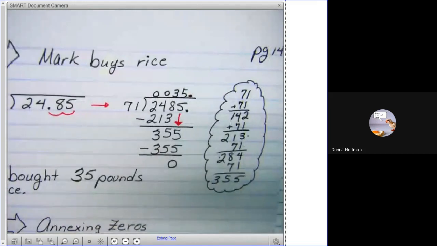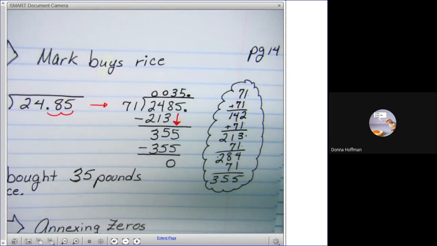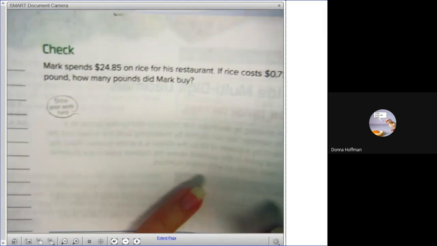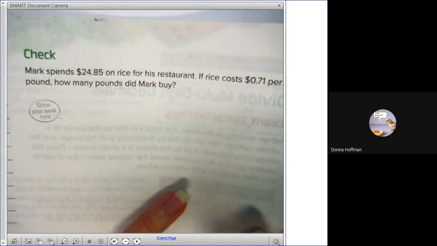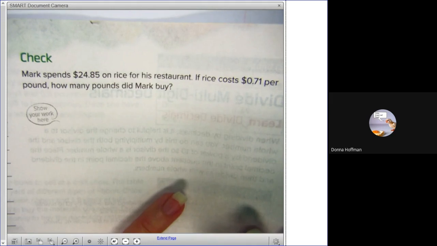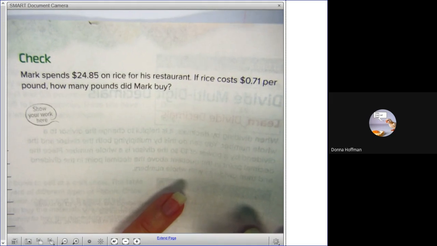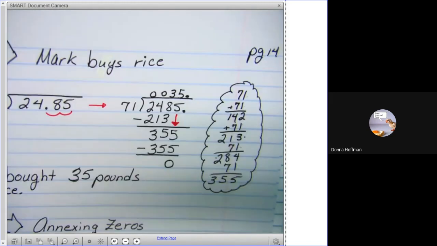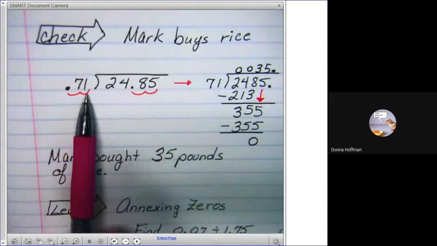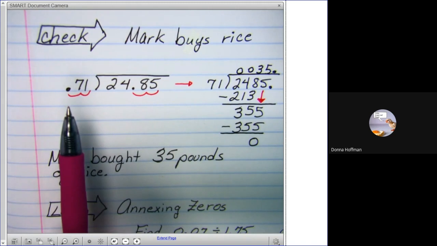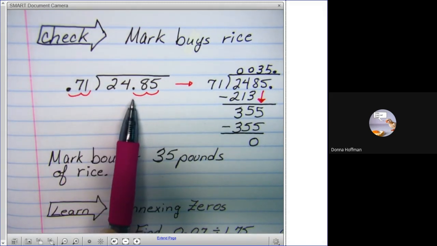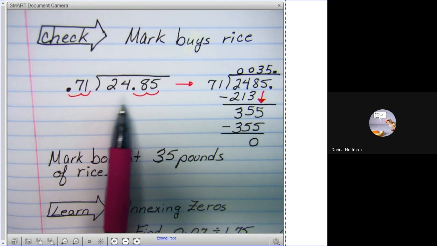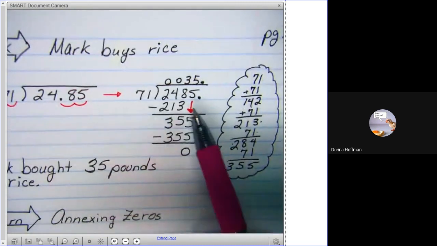And then we went to page 14, and we talked about Mark buying rice. The problem in the book says Mark spends $24.85 on rice for his restaurant. If the rice costs 71 cents per pound, how many pounds did Mark buy? We set the problem up with the decimals, and we looked to see how many times we had to move it or multiply it by. In this case, we multiplied both by 100, or we just simply moved it 2 places to the right. We rewrote our problem and cleaned it up.